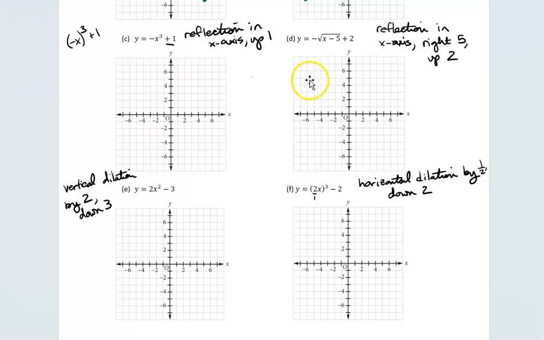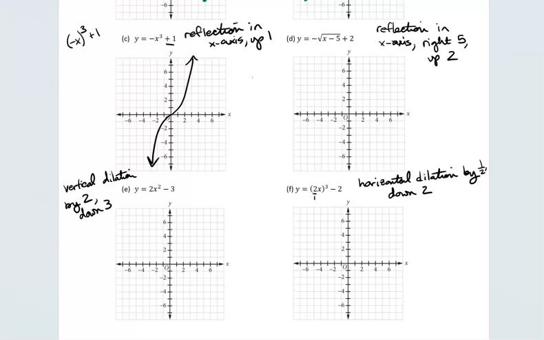For a cubic function, let me just tell you, a cubic function looks like this. This is cubic because that's a 3 on the exponent. It looks like a parabola, but it's half up and half down instead of both up. Okay, now this is going to get a reflection in the x-axis and a movement up 1, so there's going to be another intermediate step.